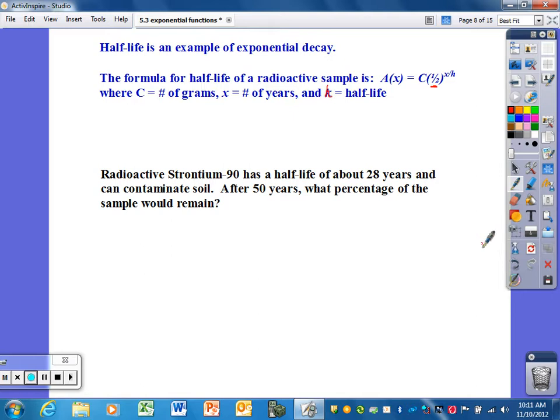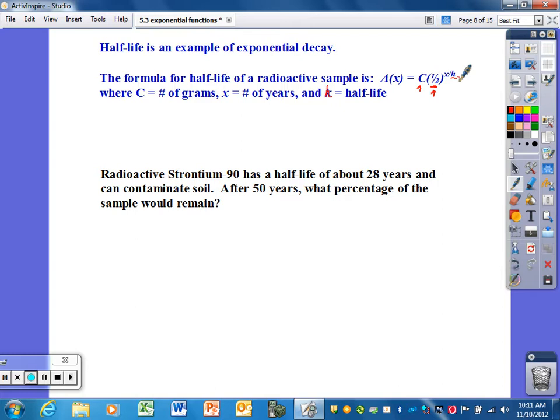So you can see it's still a decay problem. Initial amount, my element, half is my ratio, and the reason I have x divided by h is because of my half-lives. I have so many half-lives within a time, so I have to divide out how much time I have by that half-life. So let's try one.